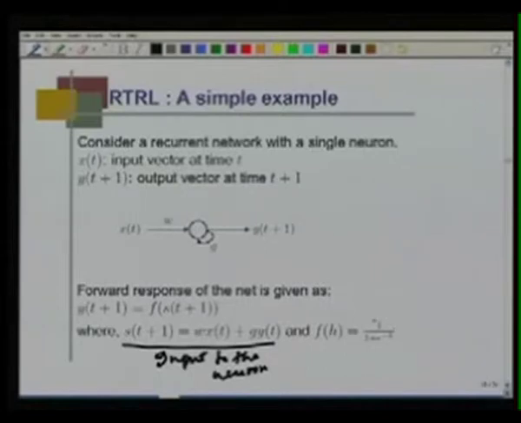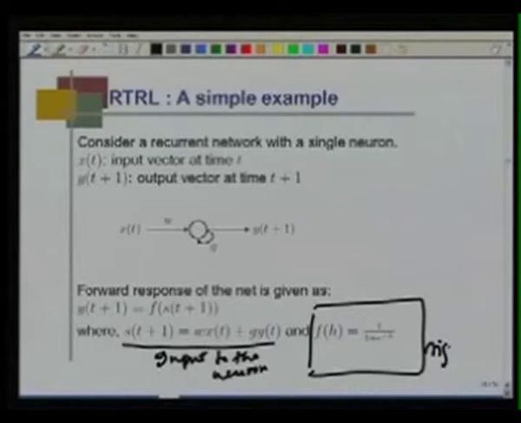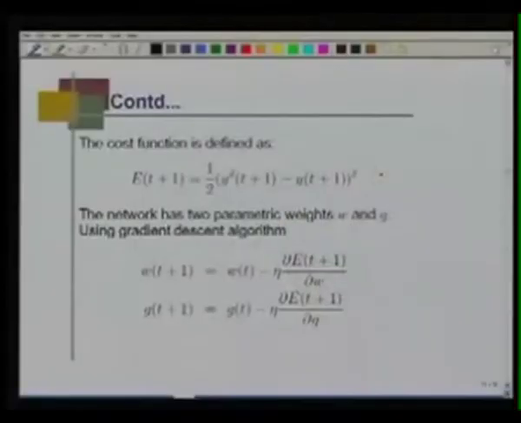The neuron has a nonlinear activation function. So, the output of the neuron, yt plus 1, is fh of st plus 1, where fh is the sigmoidal activation function. So, this was the normal way to compute the response of a recurrent network that we have already seen. Now you see that we will not compute a cost function like the batch update we do in the back propagation network or back propagation through time. This is instantaneous.